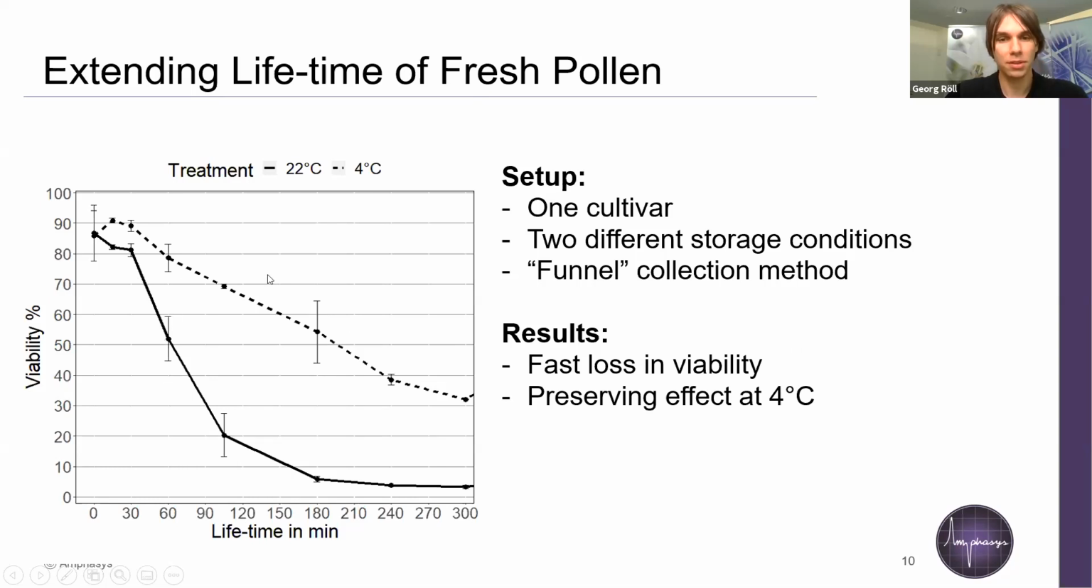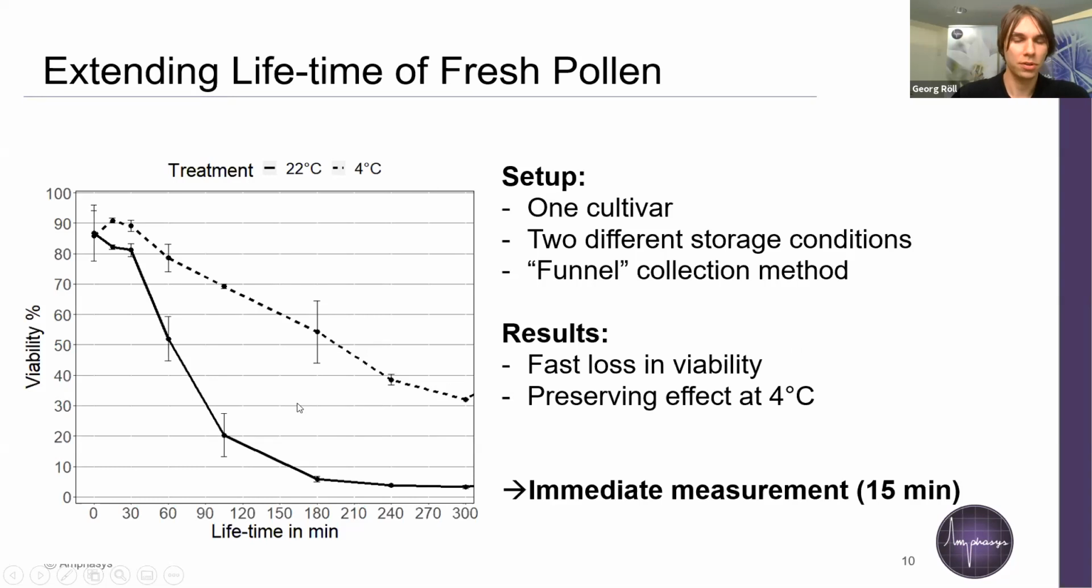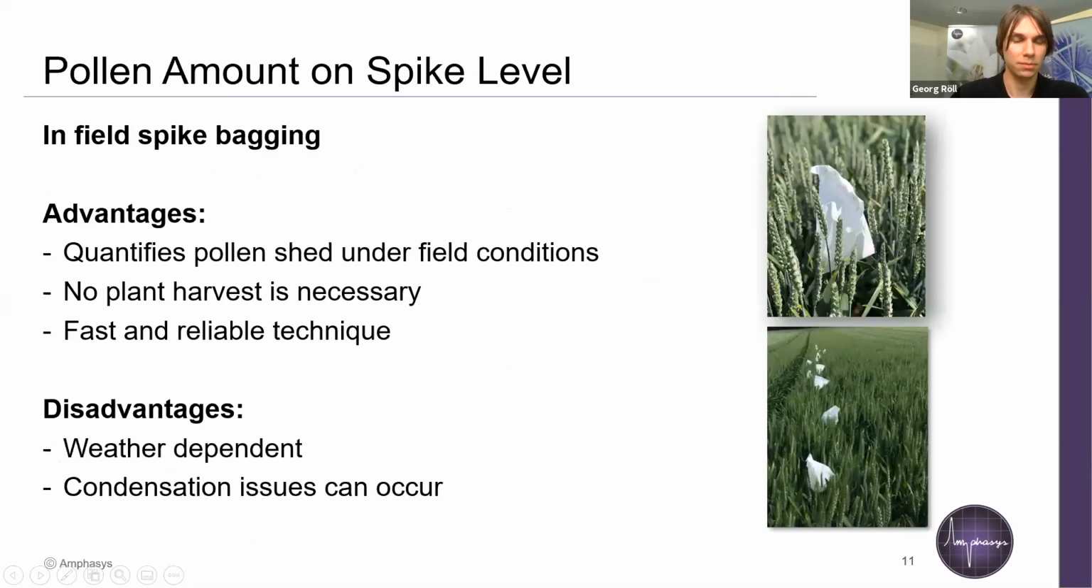But with the fridge method, so storing at 4 degrees, it goes slower. So it has some kind of preserving effect, but in terms of measuring pollen viability, this is not really an option, to store it for 1 hour or so and then perform the measurement. So we recommend to measure immediately, within 15 minutes, to get the initial pollen viability.